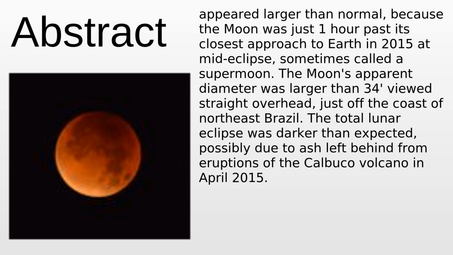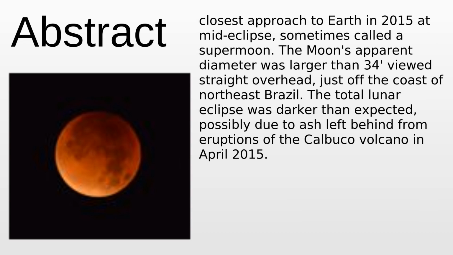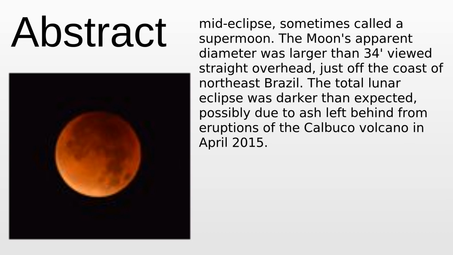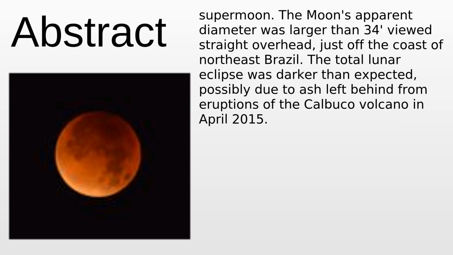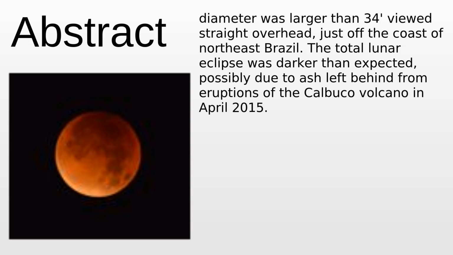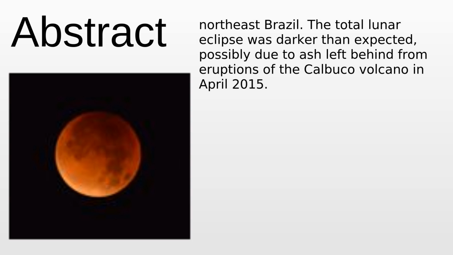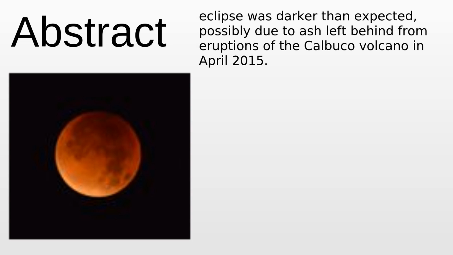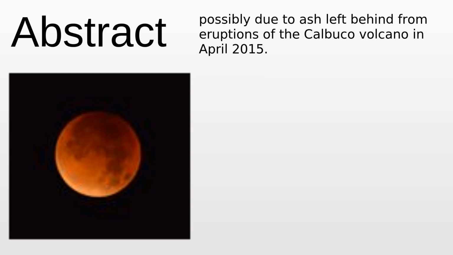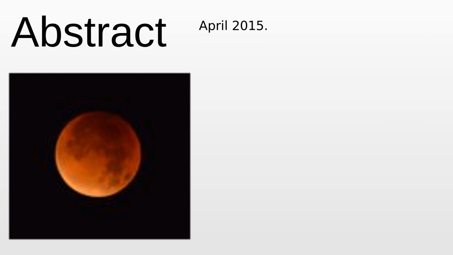The moon appeared larger than normal, because the moon was just 1 hour past its closest approach to Earth in 2015 at mid-eclipse. Sometimes called a supermoon, the moon's apparent diameter was larger than 34 feet viewed straight overhead, just off the coast of northeast Brazil. The total lunar eclipse was darker than expected, possibly due to ash left behind from eruptions of the Calbuco volcano in April 2015.